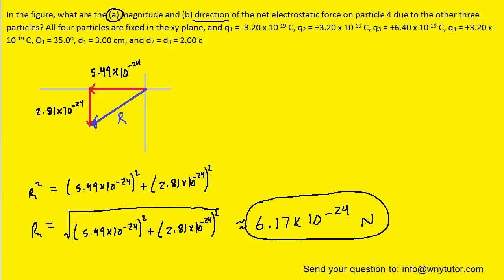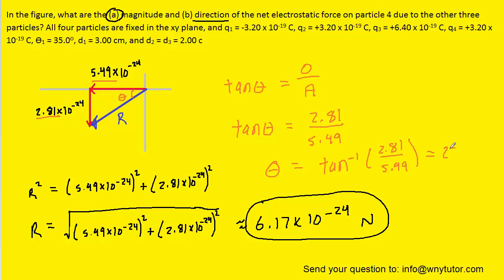For the direction, what we need to do is actually figure out this angle right here, which we can mark theta. And we know that the tangent of theta would equal the opposite side of this right triangle divided by the adjacent. Now the opposite side is the 2.81 times 10 to the minus 24, and the adjacent is the 5.49 times 10 to the minus 24. Since they're both times 10 to the minus 24, we can actually drop that part of the numbers, and so we'll have just 2.81 divided by 5.49, and then we'll have to take the inverse tangent to get the actual angle. And that turns out to be roughly 27.1 degrees. Now that's this angle here.